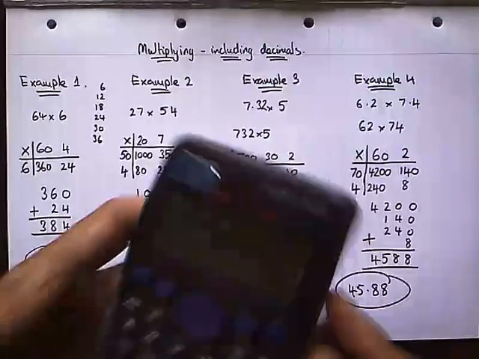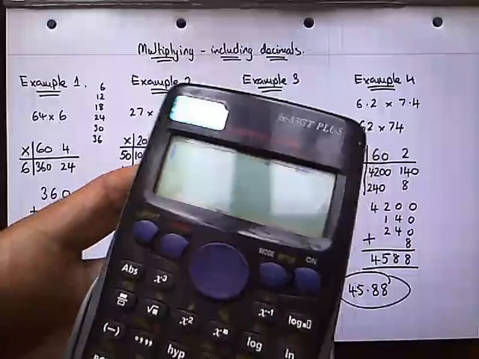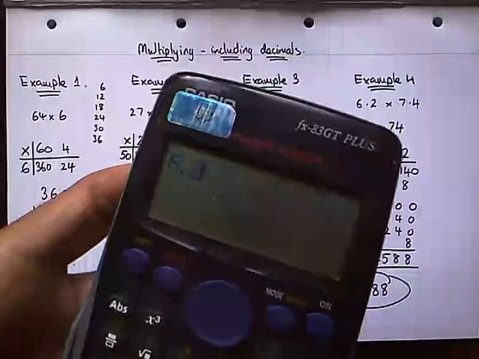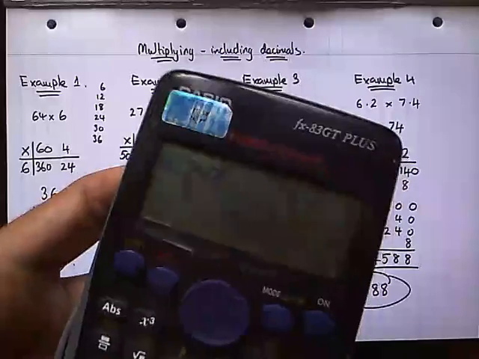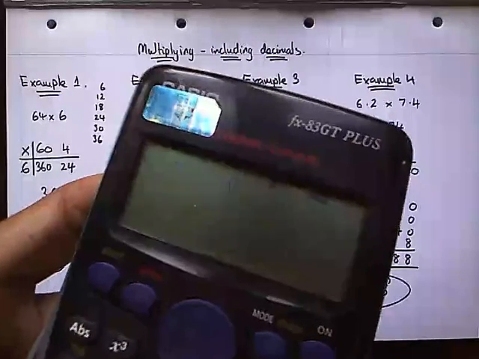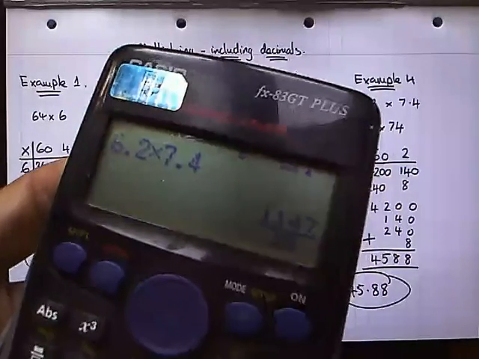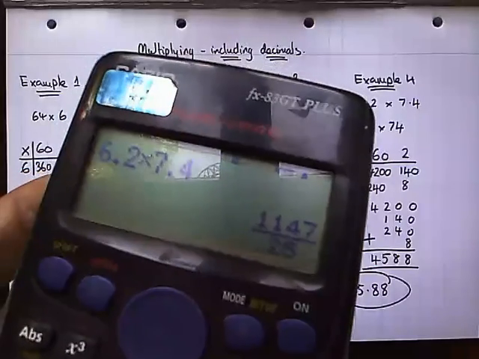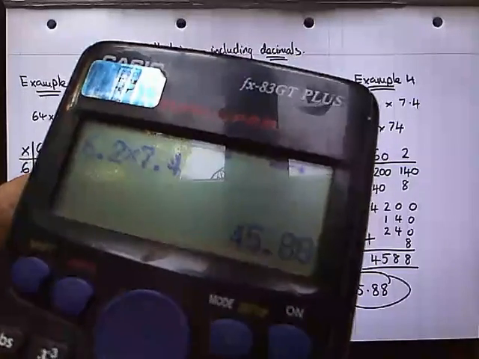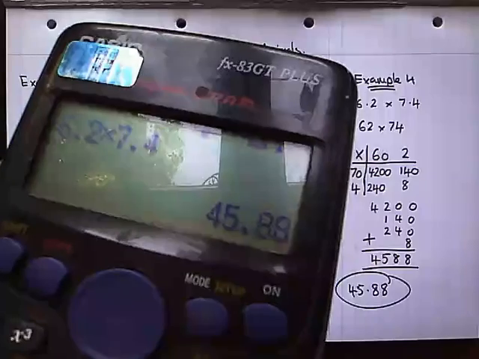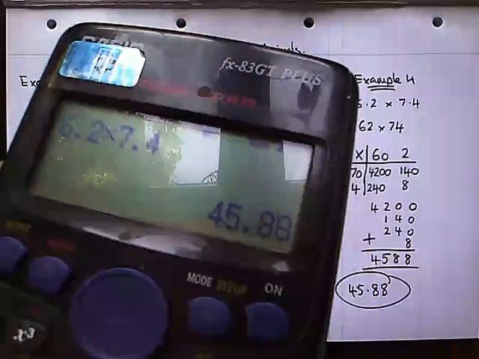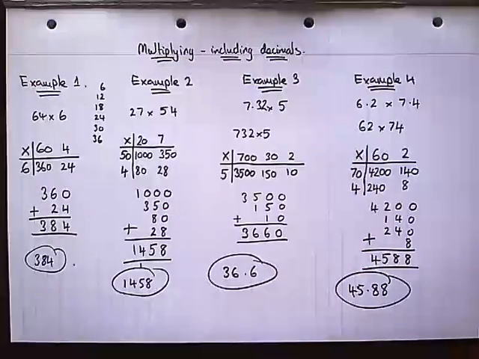And we do our check. So we've got 6.2 times by 7.4 equals, it's giving me the fraction again, so I'm going to have to press the SD button, 45.88, and that is the right answer. So that just shows me that I've done the right answer.